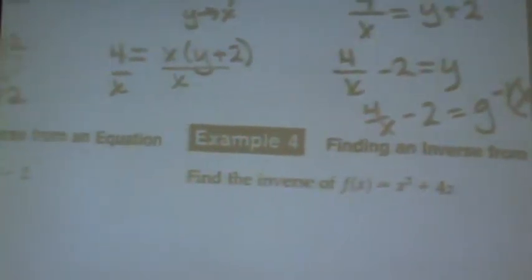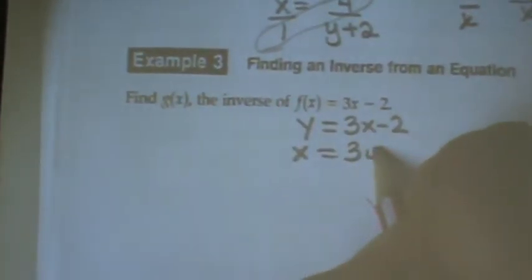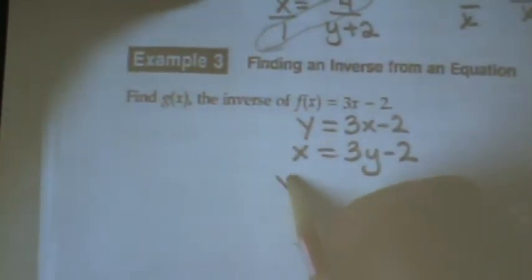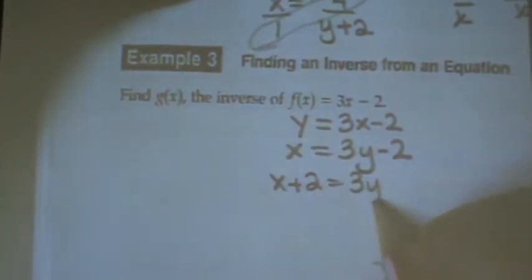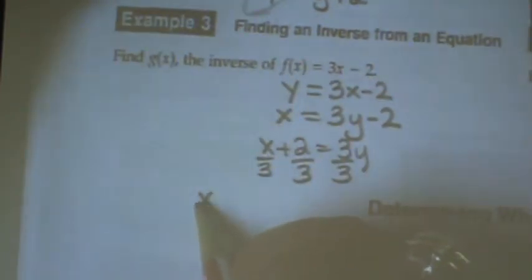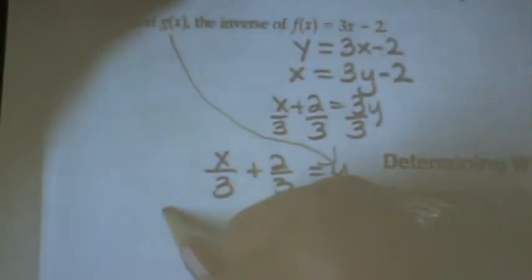Okay, let's try another one. So, g of x is going to be the inverse of this. Well, how do you find the inverse? You take x and y and switch them, and solve it for y. So add 2 and divide by 3. So x over 3 plus 2/3 is equal to y. They want you to call this g of x, which is the inverse.